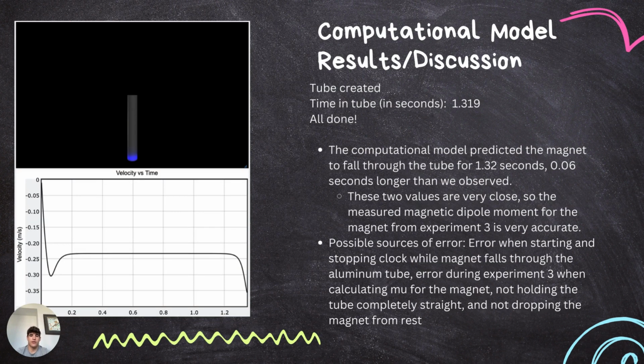For the results of using the computational model, the computational model predicted the magnet to fall through the tube in 1.32 seconds, 0.06 seconds longer than we observed. These two values are very close, so the measured magnetic dipole moment for the magnet from experiment 3 is very accurate. Some possible sources of error are that we had error when starting and stopping the clock while the magnet falls through the aluminum tube, error during experiment 3 when calculating mu for the magnet, not holding the tube completely straight, and not dropping the magnet from rest.